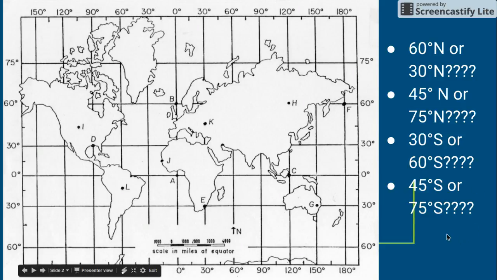How about this? 45 degrees south or 75 degrees south? The one that is more north of the two is 45 degrees south. It would be about right here. 75 would be down here near Antarctica.